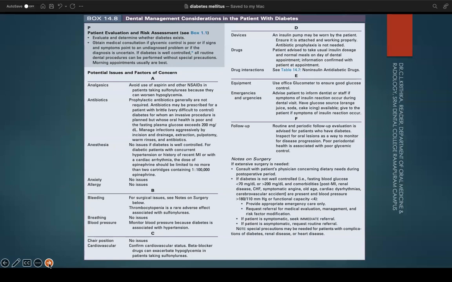Bleeding disorders. So basically, when patients are treated with sulfonylureas, a rare adverse effect is the occurrence of thrombocytopenia, and this should be taken into account. Blood pressure. So monitoring of blood pressure is especially very important because most of the patients with diabetes mellitus also have hypertension.